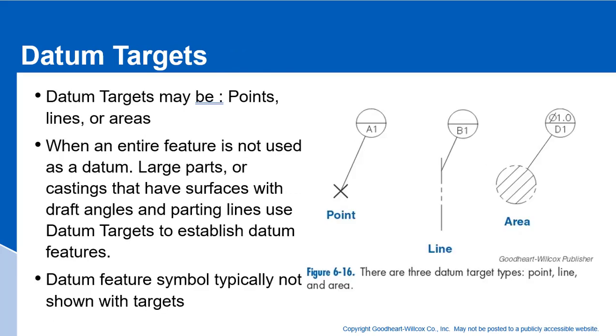Okay, so datum targets may be a point, represented like this, a line represented with a phantom line, and then also an area. Now when you're identifying an area, you always use the phantom line around the perimeter of the area. Okay, that's very important. Datum feature symbols typically not shown with targets, so you don't really show the A in a rectangle with a triangle. You don't do that when you're using datum targets to establish your datums. Okay, so let's talk about target points first.